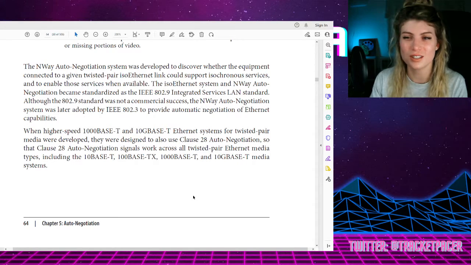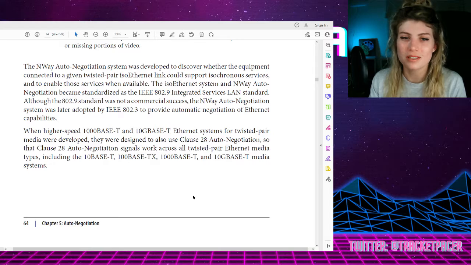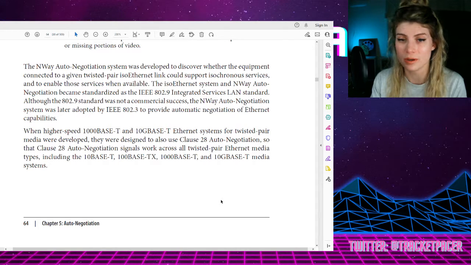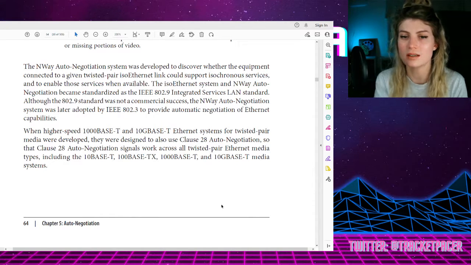Here's the spicy topic. They were designed to also use Clause 28 auto negotiation, so that Clause 28 auto negotiation signals work across all twisted pair Ethernet media types, including the 10BASE-T, 100BASE-TX, 1000BASE-T, and 10GBASE-T media systems.